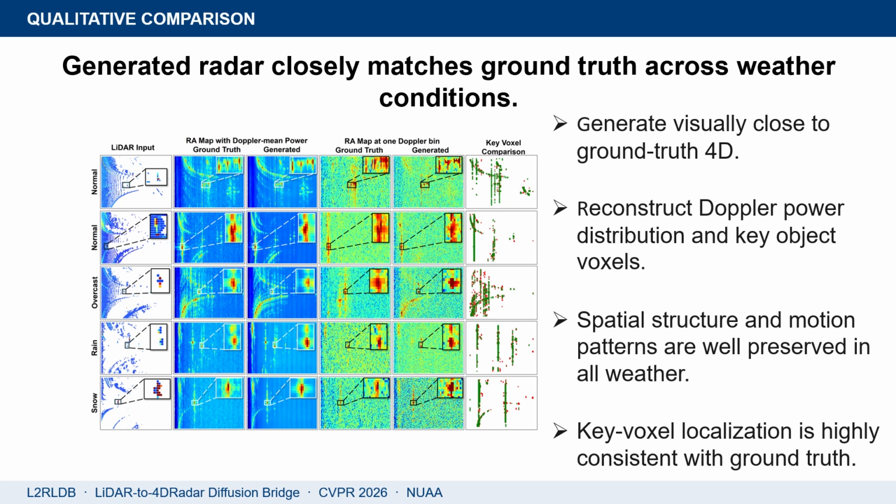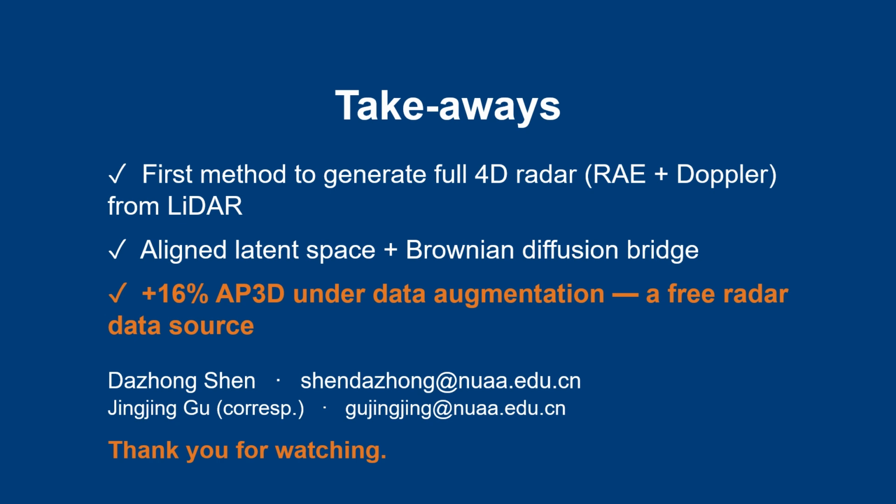Qualitatively, our generated radar closely matches ground truth across normal, overcast, rain, and snow conditions. Power maps align, Doppler bins align, and key object voxels, shown in green, correctly localize vehicles and road curbs in every weather. To summarize, L2RLDB is the first method to generate full 4D radar from LiDAR via a latent diffusion bridge. It improves both generation quality and downstream detection by up to 16%. Code and paper are available.